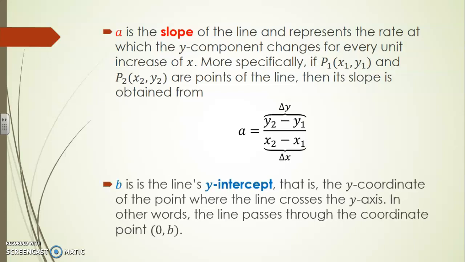B is the line's y-intercept, that is, the y-coordinate of the point where the line crosses the y-axis. In other words, the line that has B as its y-intercept will cross point 0, b.